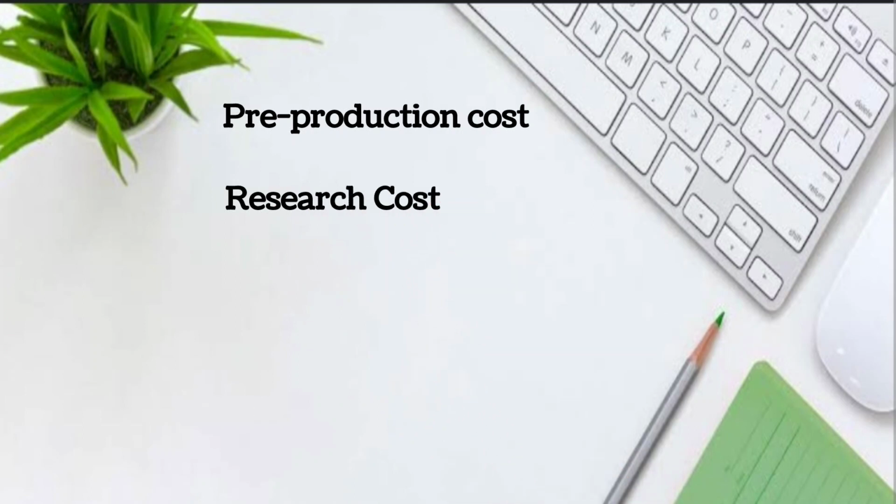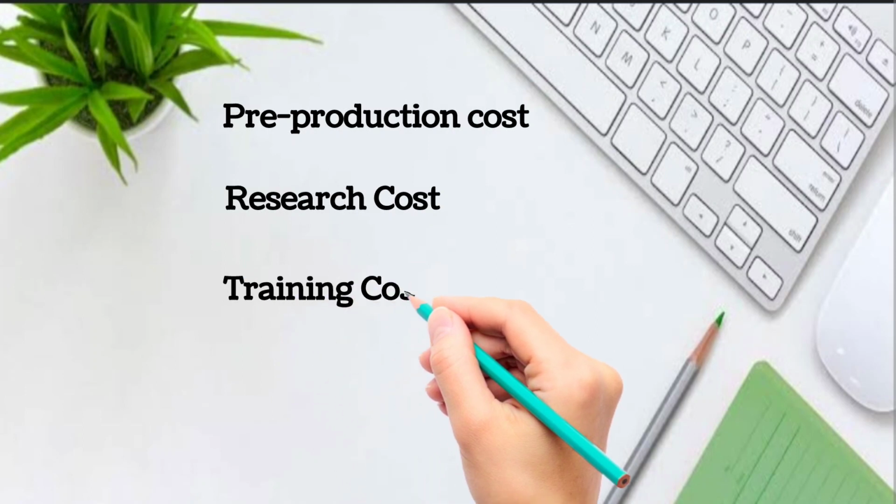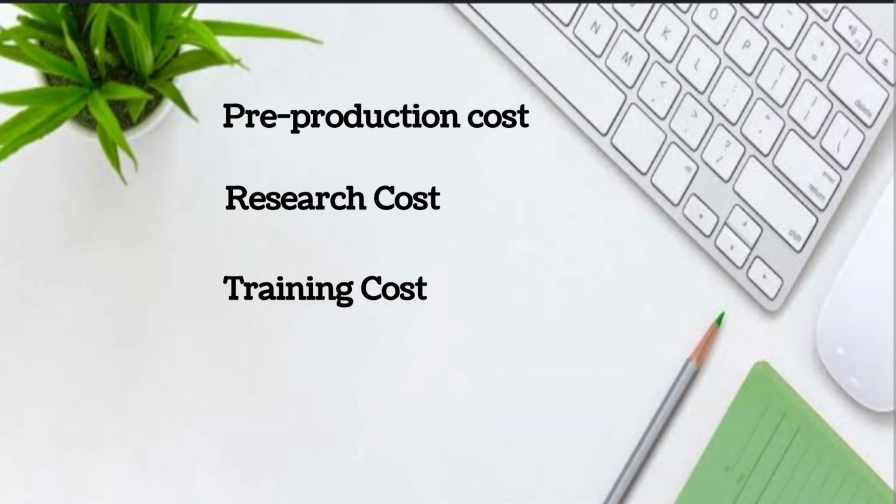Okay. Next is research cost. These are incurred to discover a new product or to improve an existing product, either method or process. Then training cost. The last concept of cost accounting is training cost. These are the costs that are incurred on teaching, training the apprentice of staff or the worker inside or outside the business premise in order to improve their skills. So this is called training cost.